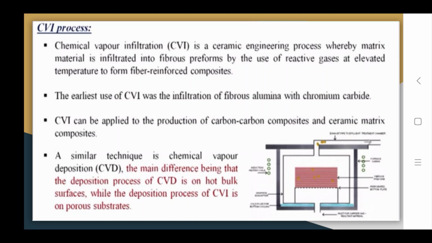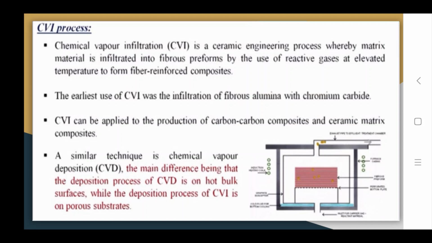Now CVI, the chemical vapor infiltration, is a ceramic engineering process whereby matrix material is infiltrated into the fibers, which is performed by the use of reactive gases at elevated temperature to form a fiber reinforced composite. So not only that, you can make the composite over there. So here you cannot only do the coating of a particular material, you can do the coating of particular composites too.